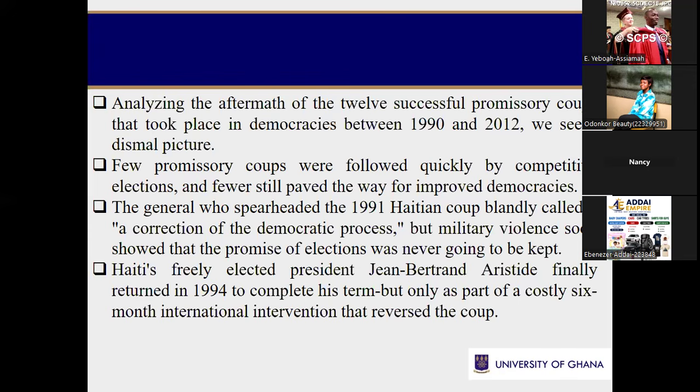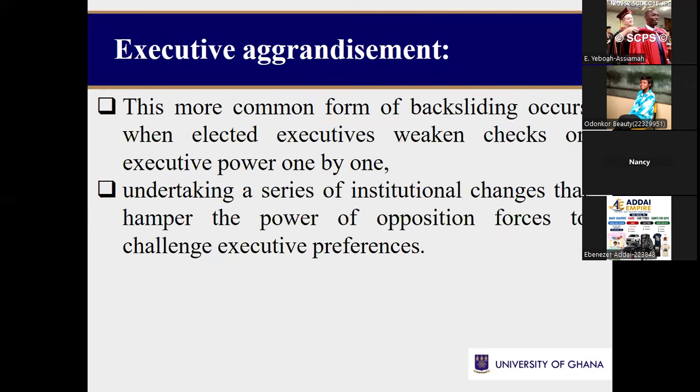Now, after scholars analyzed most of the coups which took place between 1990 and 2012, there was a dismal picture about successful promissory coups. Few promissory coups were followed quickly by competitive elections, even though they had made that promise, and fewer still paved the way for improved democracies. So that is promissory coup.